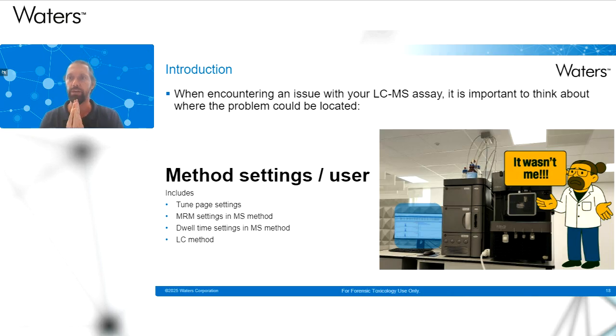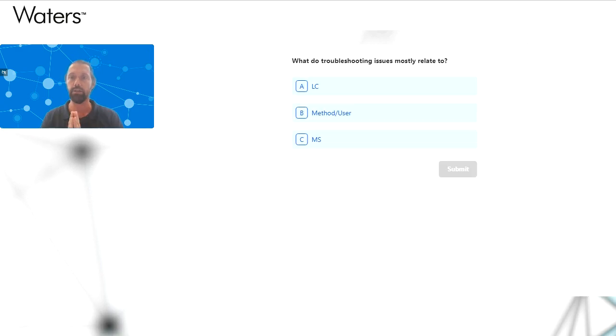Maybe before we continue, it would be interesting to learn where you think most issues are related to when it comes to troubleshooting LCMS issues. So here's a poll question, which hopefully you would like to answer. What do troubleshooting issues mostly relate to? Do you think this is related A, to the LC, B, to the method, or C, to the MS? Feel free to start submitting your answers. I will give it some time. So whenever you encounter an issue, is this related to the LC, to the method, or to the MS?